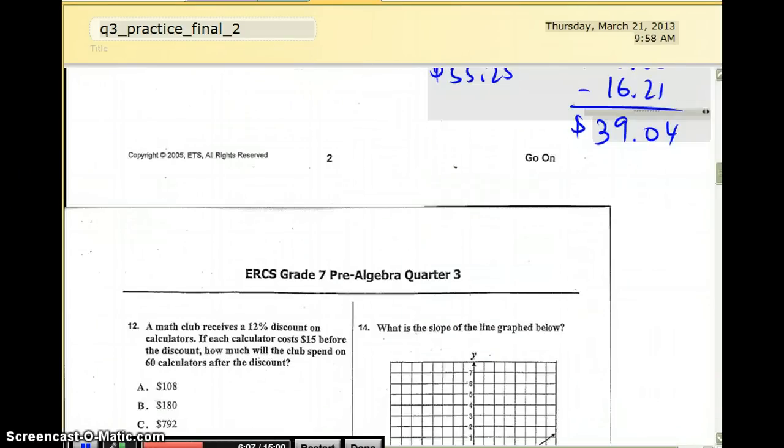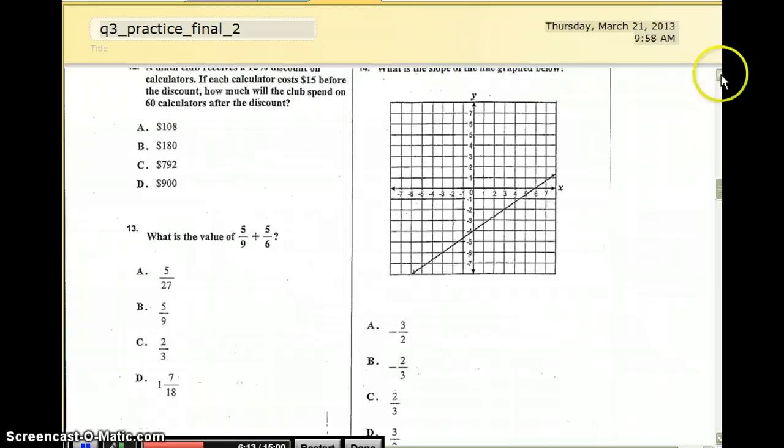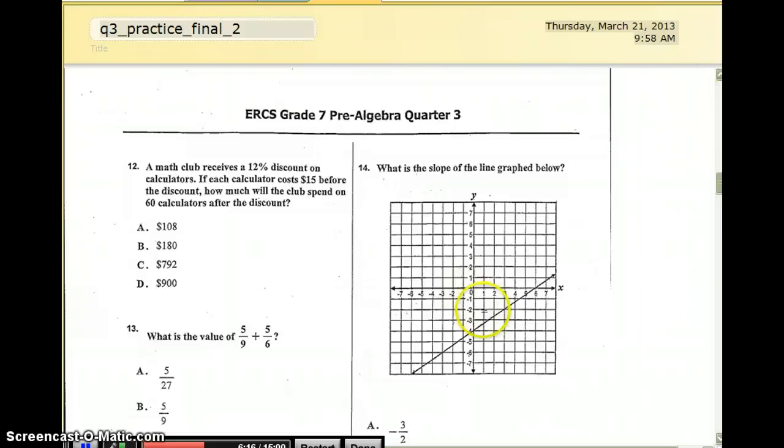Okay, number 12 is a discount question. I'm not going to help you with that. Maybe do 14 again, talk about slope. The dots you should pick would be here, here, maybe here. Okay, maybe down here as well.